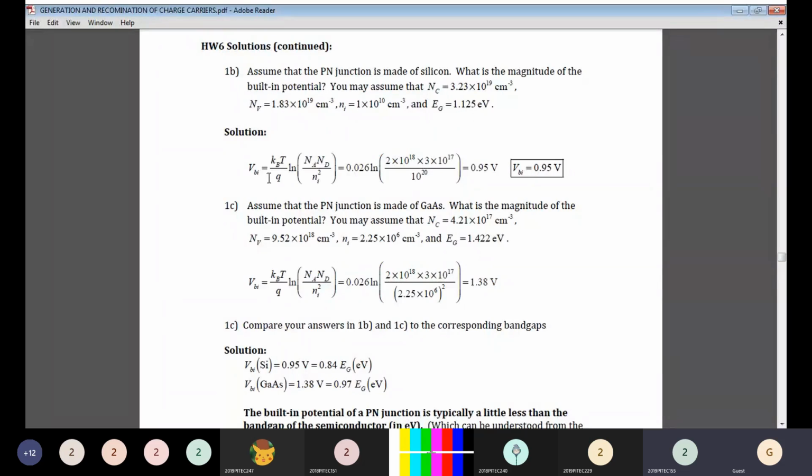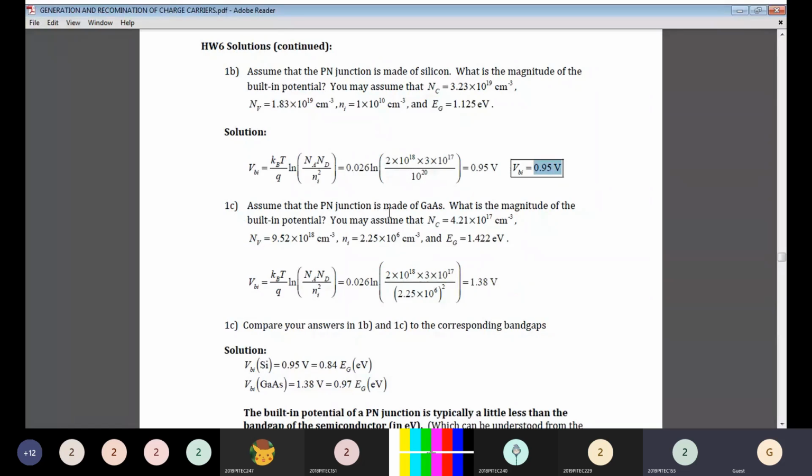Now the built-in potential VBI equal to kBT by q ln of Na Nd by ni square, which is equal to 0.026 ln of 2 into 10 to the power 18 into 3 into 10 to the power 17 by 10 to the power 20, which is equal to 0.95 volt, where VBI equal to 0.95 volt.